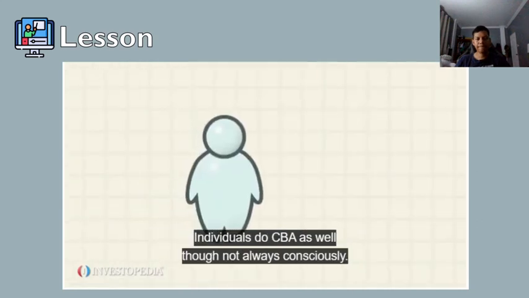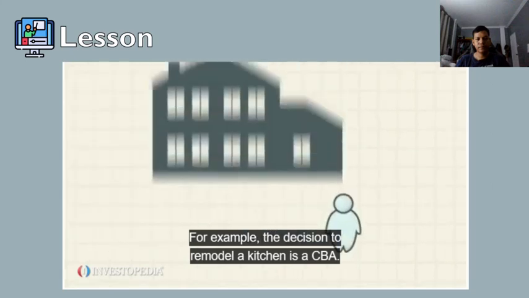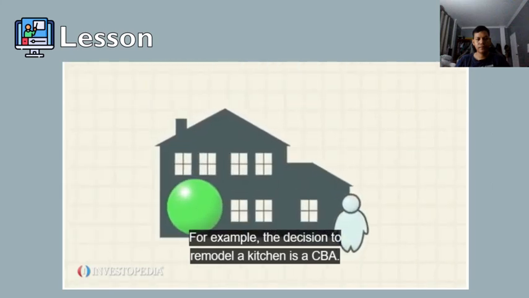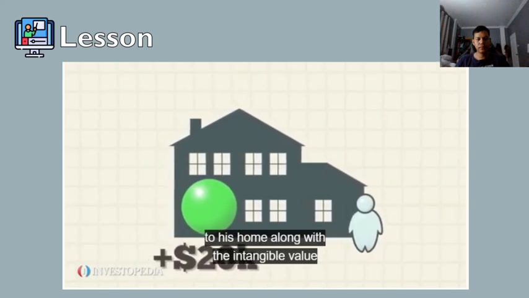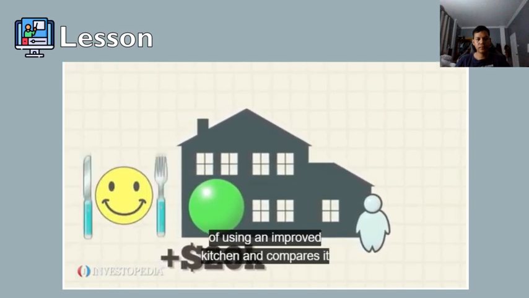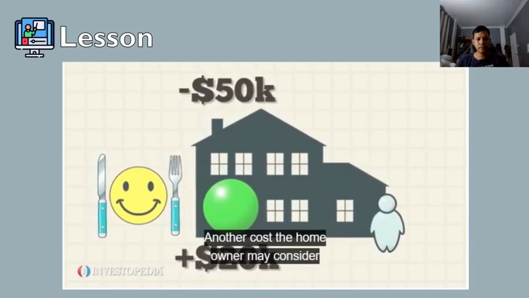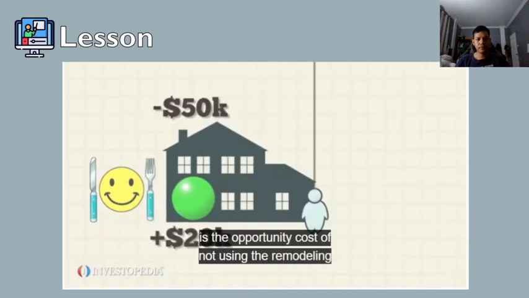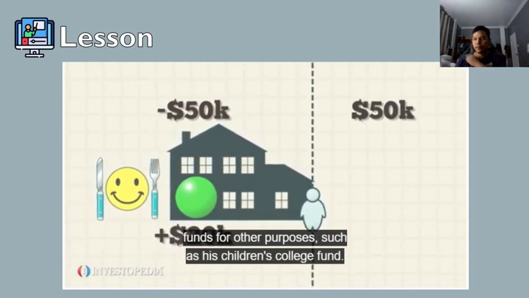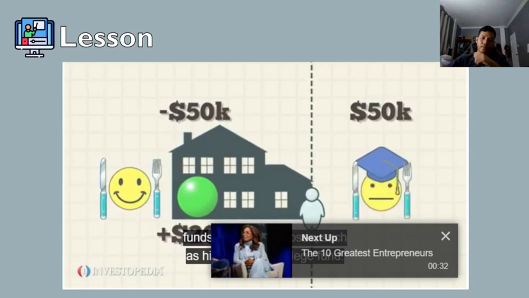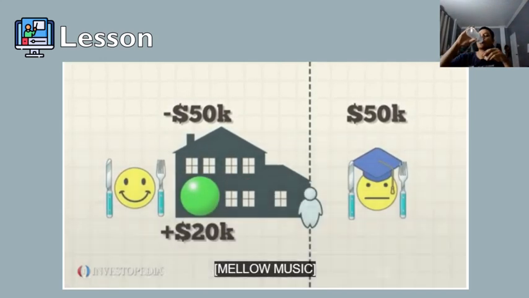Individuals do CBA as well, though not always consciously. For example, the decision to remodel a kitchen is a CBA. The homeowner calculates the additional value to his home, along with the intangible value of using an improved kitchen, and compares it to the remodel cost. Another cost the homeowner may consider is the opportunity cost of not using the remodeling funds for other purposes, such as his children's college fund. If the benefits exceed the cost, the kitchen will get remodeled.